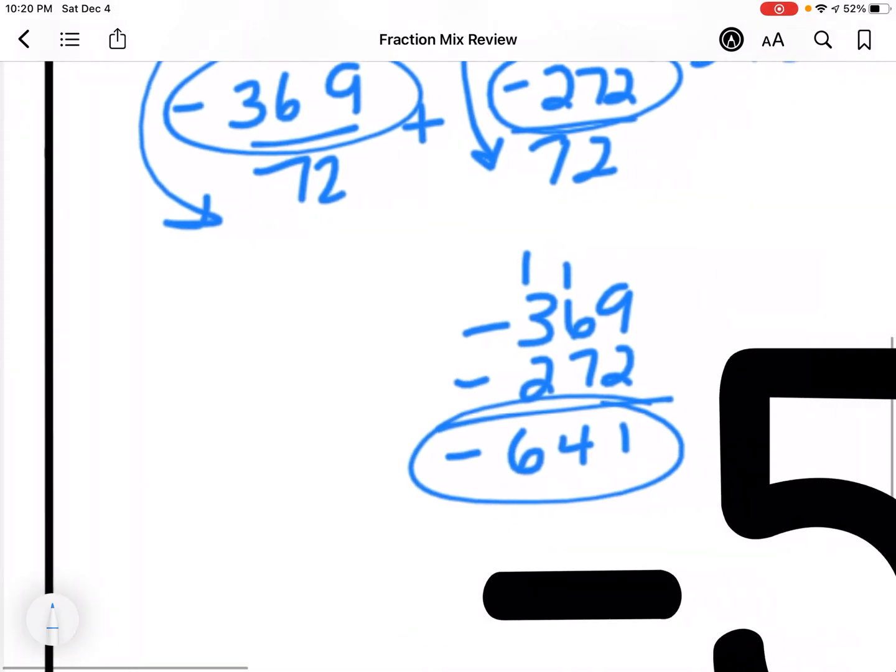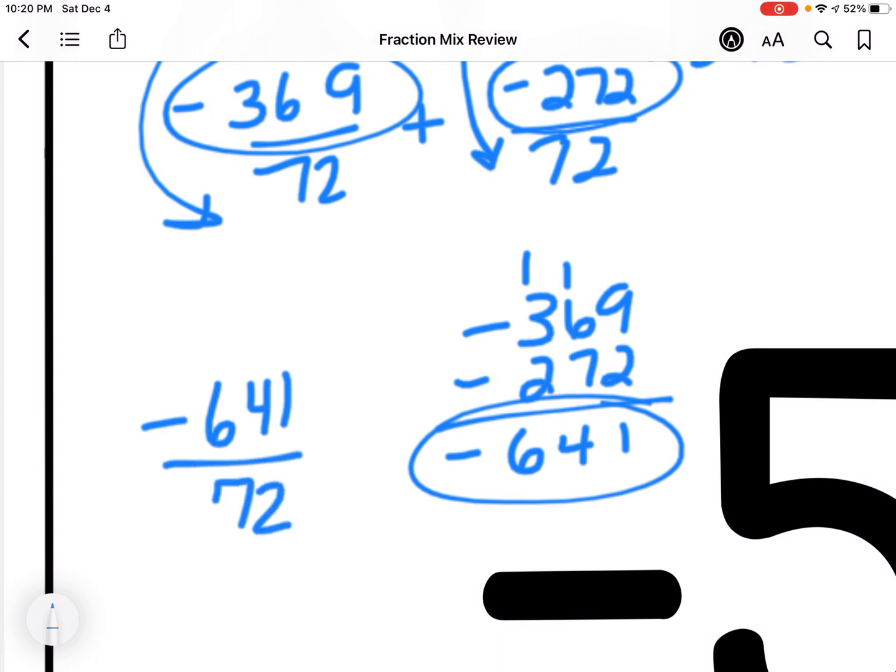I get negative 641 over 72. So I have to think, how many times is 72 going to go into that number? Jeez Louise, it's going to go in like 5 times, I think. No, it's got to be more than 5.